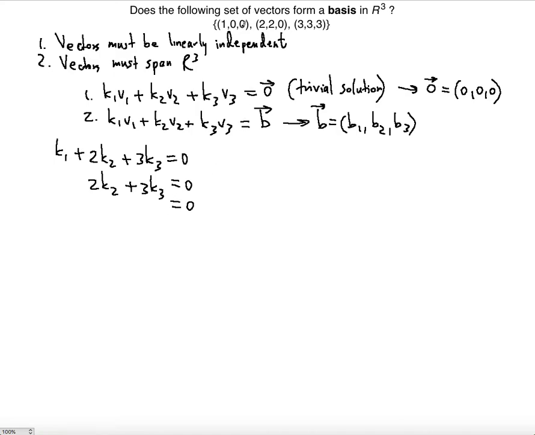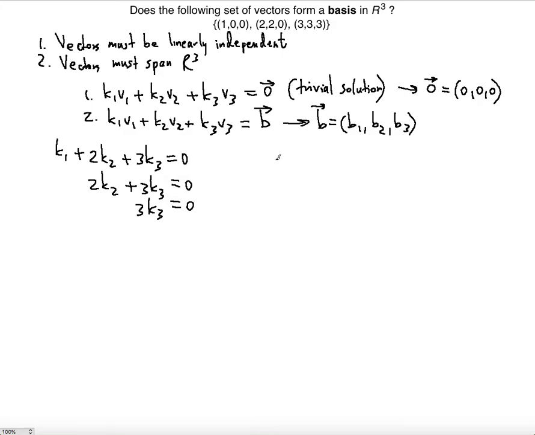Now we deal with the third component, accounting for the last equation. 0 times k1 is just 0, and 0 times k2 is still 0, so we don't have to write them down. 3 times the scalar k3 gives you 3k3, which is equal to 0. Beautiful. So now we have three equations.